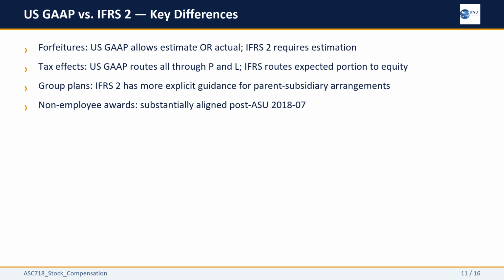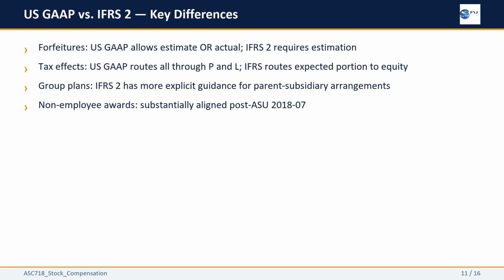The key differences between US GAAP and IFRS 2 center on three areas. First, forfeitures. Under US GAAP, ASU 2016-09 gave companies a policy choice: either estimate forfeitures up front or recognize expense and reverse it when actual forfeitures occur. IFRS 2 does not offer that election. Estimation is required. Second, tax effects.